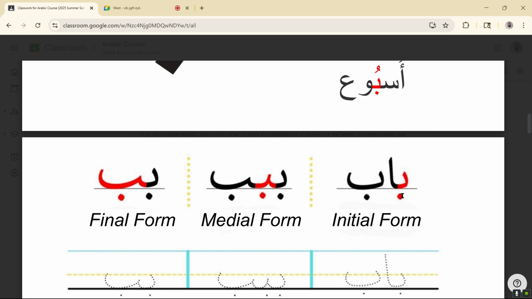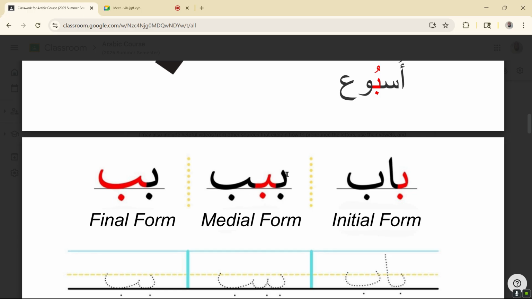This is in the initial. This is in its isolated form by itself. So the middle form of the letter ba, if we're writing, we start right here from the middle. It connects to its right. It connects to its left. And we have the dot at the bottom. So this is the letter ba in its middle form.